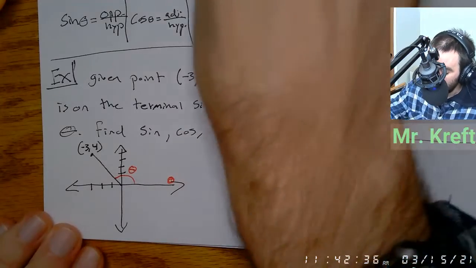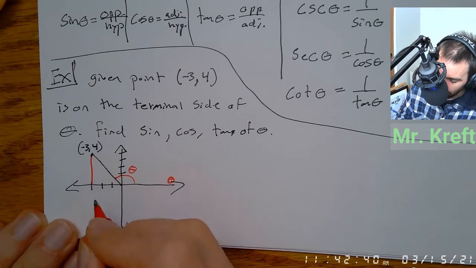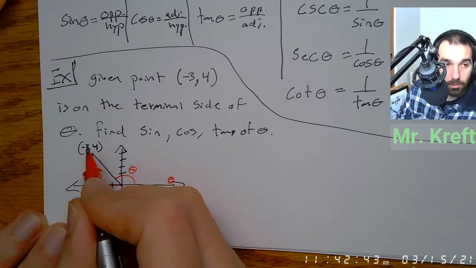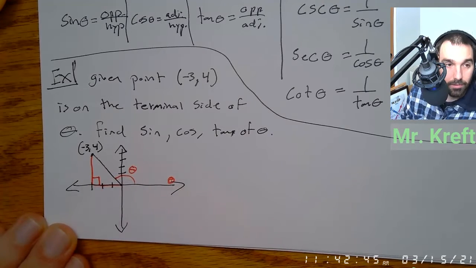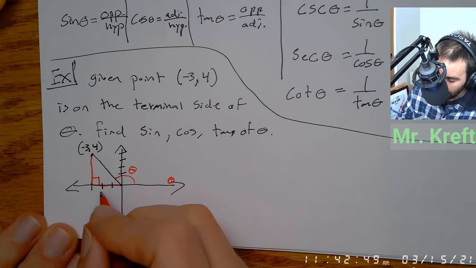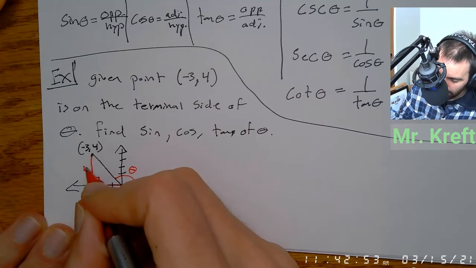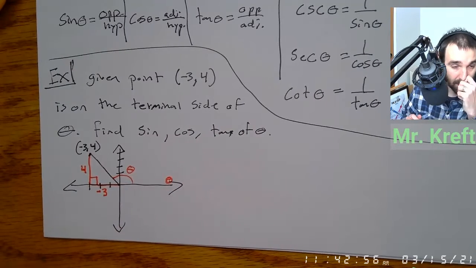All right, so to do this, it's really important to note that when we're dealing with something like this on a unit circle, this point is just the coordinates of this triangle, right? So we're going to use right triangles to help us out. So I know my change in x is -3, and I know my change in y is +4.